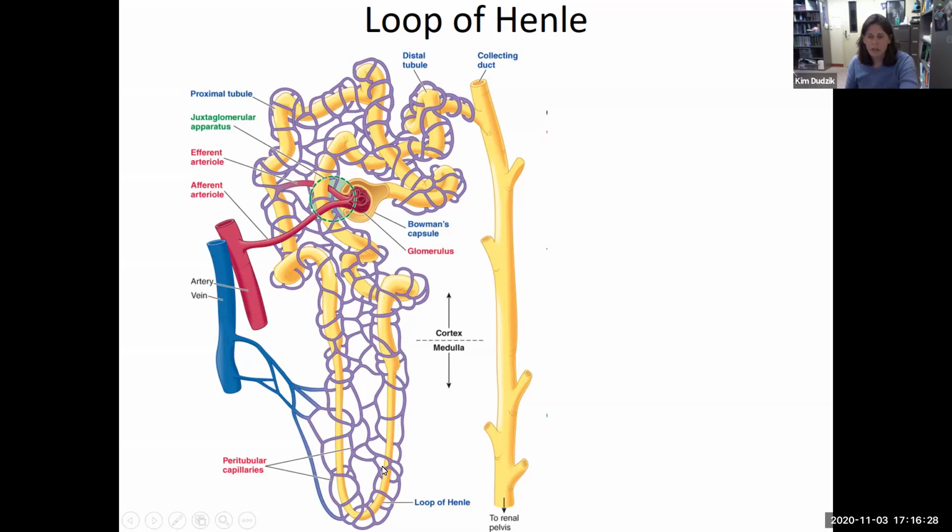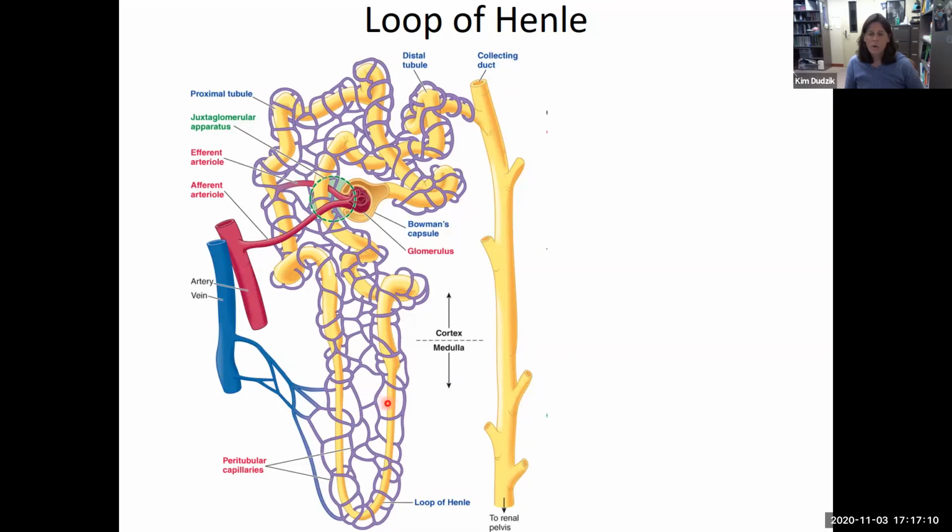Remember I told you there are 2 limbs. Okay, here's the PCT coming down into the loop. This is the descending limb, and the descending limb is highly permeable to water. So water can move out of here, but it's not permeable to salt, sodium chloride. The ascending limb here is permeable to salt, but it's not permeable to water. So when I say it's permeable to salt, it's going to take salt out of the tubule from the filtrate and put it into the interstitial fluid.